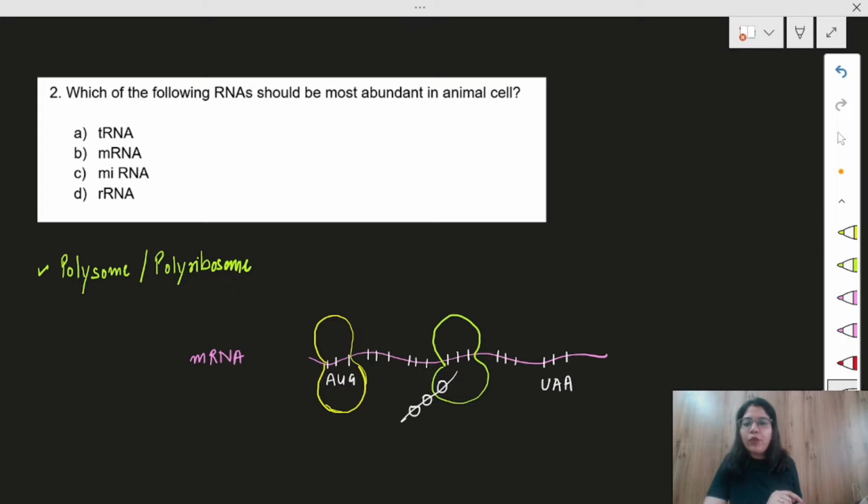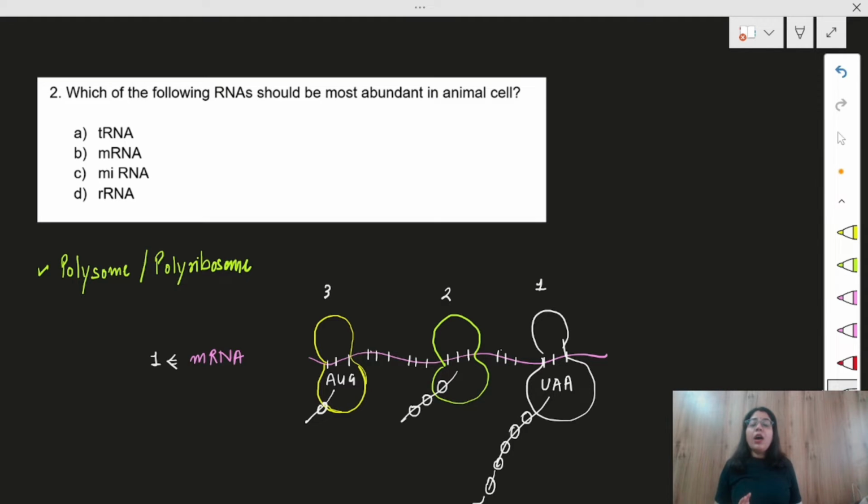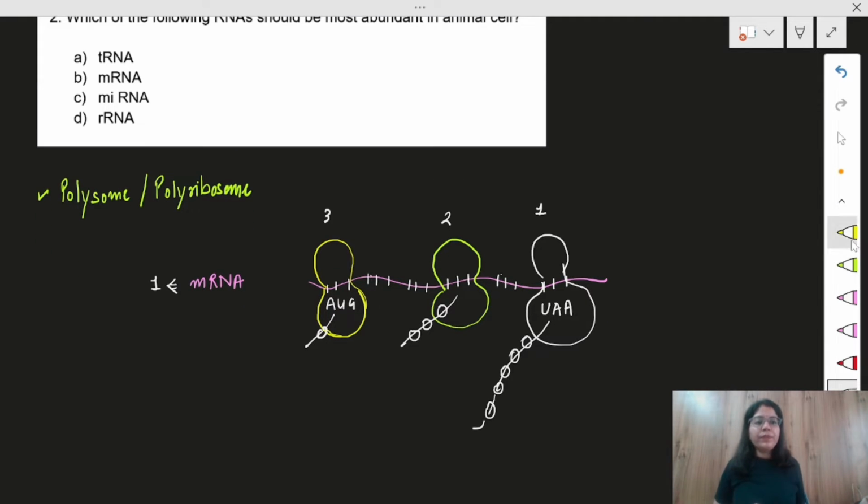So like this, if you have one single messenger RNA, let's suppose the first ribosome which bound, I'm making a drawing here. This is the first ribosome, this is the second ribosome, this is the third ribosome, but you have only one single messenger RNA. And till here it will have 1, 2, 3, 4, 5 amino acids. Here 3 amino acids, here only 1. What did you understand from this?